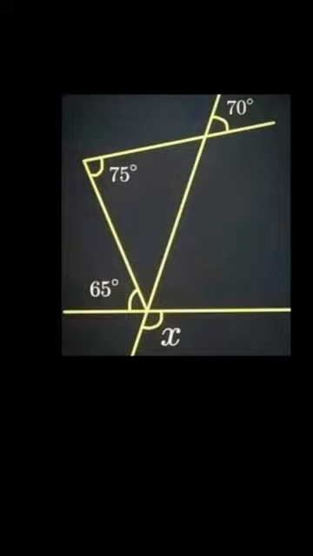I don't know why 145 is here. If this is 70, this is also going to be 70. Right? Vertical angles. You can use the angle sum property. You can solve for this angle. This would be 35. Now this x is equal to this entire angle, which is 65 plus 35. And 65 plus 35 is going to give you 100. 100 is the right answer, guys. I hope it is clear.